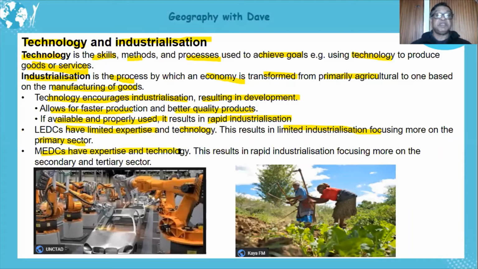MEDCs have the expertise and technology. They're focusing more on the secondary and tertiary sector, especially the tertiary sector, where the technology has been created, the services in terms of institutions, study centers where these things are being made. You can see this.